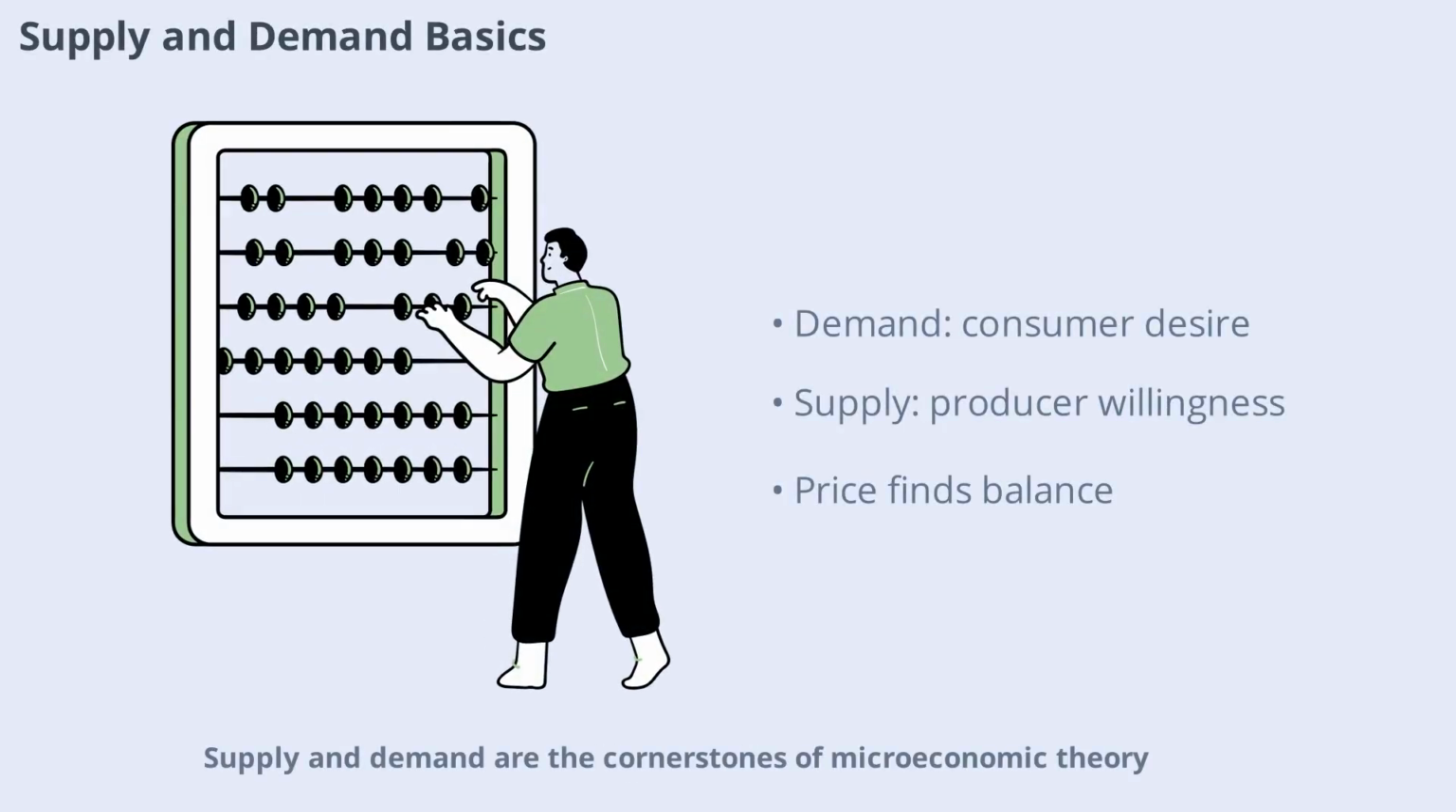Supply and demand are the cornerstones of microeconomic theory. Demand refers to how much of a product consumers want to buy at different prices, while supply is how much producers are willing to sell. The interaction between supply and demand determines the price and quantity of goods in a market. When demand increases or supply decreases, prices tend to rise. Conversely, if supply increases or demand falls, prices usually drop. Understanding this dynamic helps explain why prices change and how markets reach equilibrium.